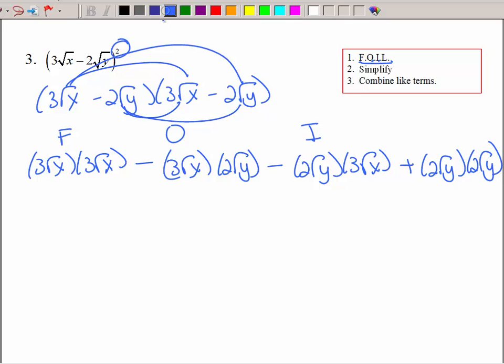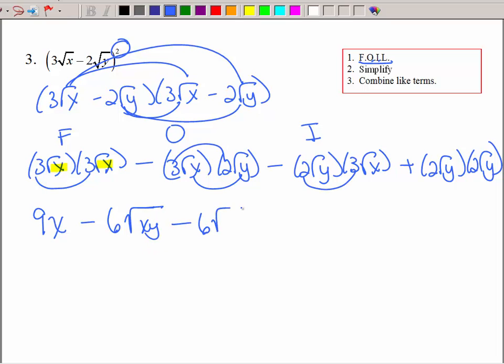So let's just take it one thing at a time. Outside times outside is 9. And then look at what we have. We have the exact same thing under the square root. So the square root of x times the square root of x is just x. That's right. Minus the outsides, that's 6. The insides is xy. Minus the outside is 6. The inside, write it in alphabetical order, is xy.